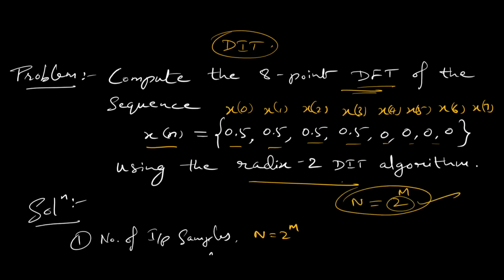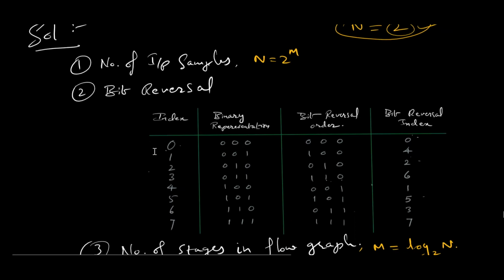So the base is 2. Let us start with step number 1. To do the solution, we'll follow these steps, which we have already discussed in the last class. Step number 1 is the number of input samples. We already know the input samples: that is 8, because it is an 8-point DFT.